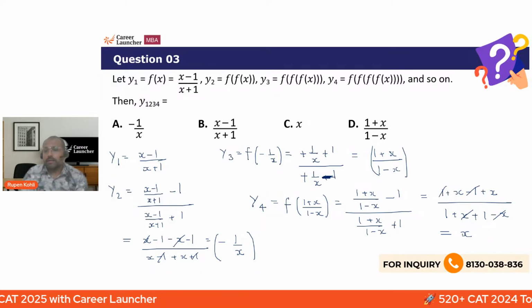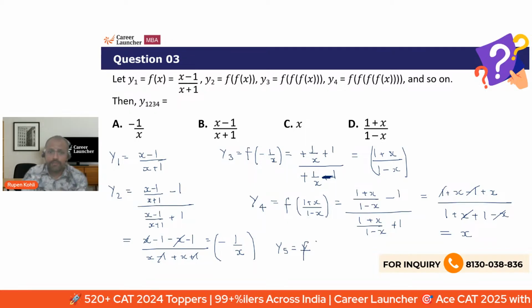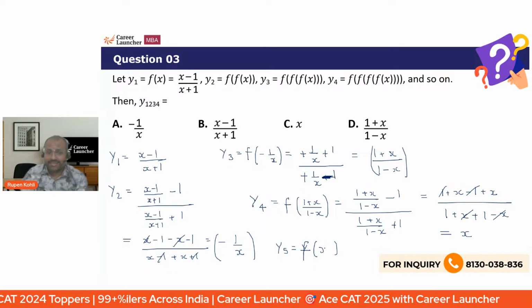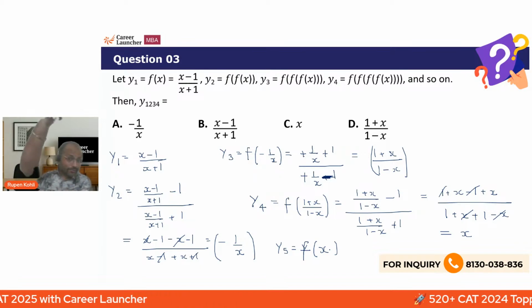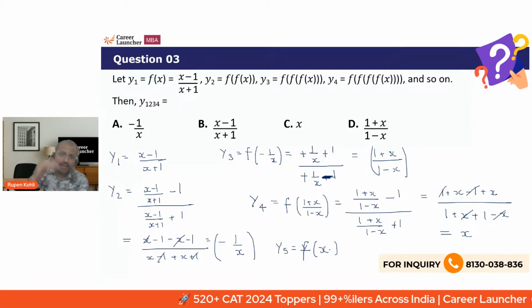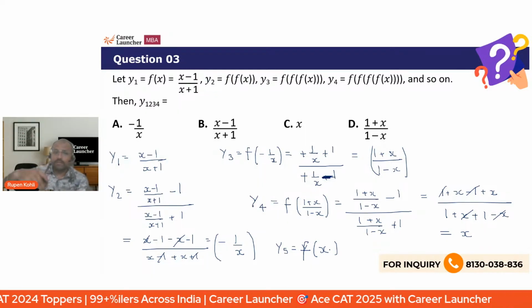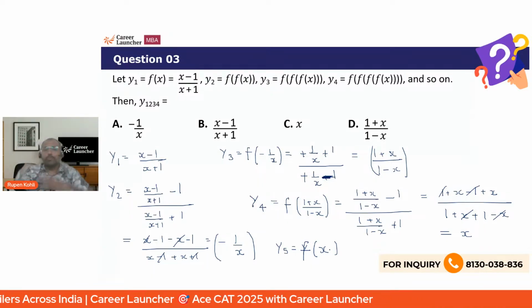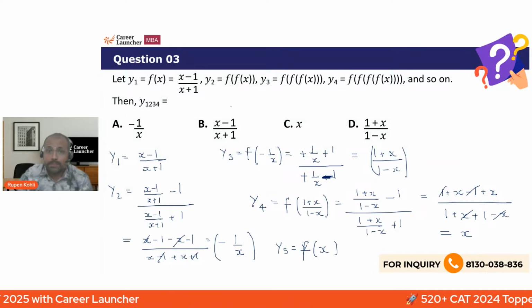Now the pattern will come across, because if y4 is x, then what is y5? Y5 is f of y4, and y4 is x. So we are back to f of x. So the fifth value is going to be the same as the first value. So there's a pattern of, again, 4 values. Y1, Y2, Y3, Y4 are these values, and then Y5 will be Y1, Y6 will be Y2, Y7 will be Y3, Y8 will be Y4, and the loop will keep on repeating. We have to find Y of 1234. So it's a pattern of 4.